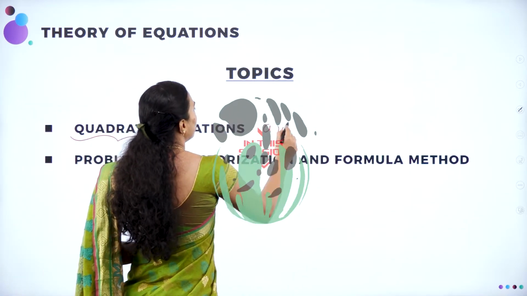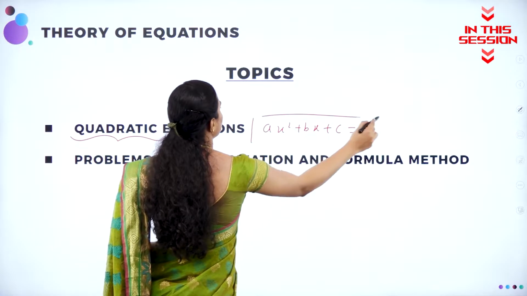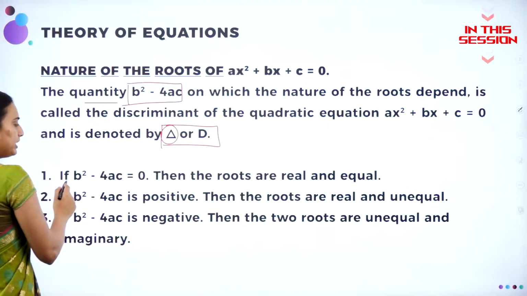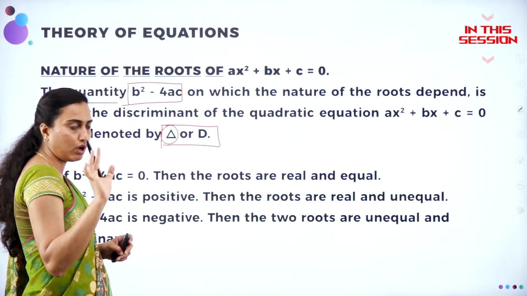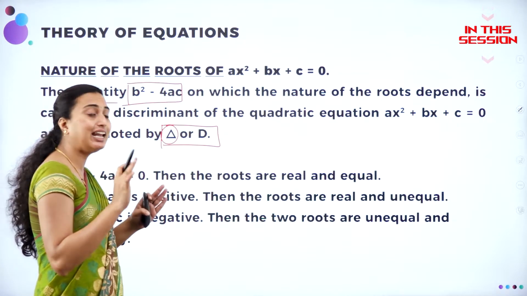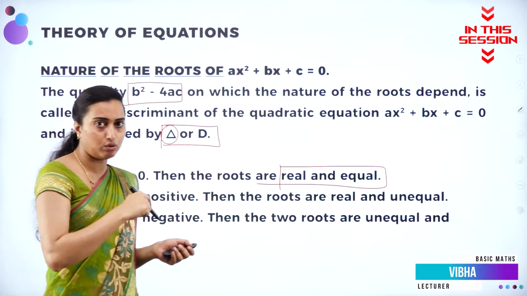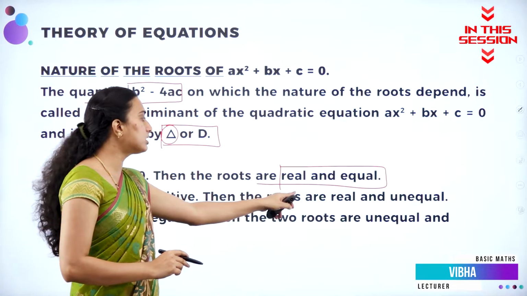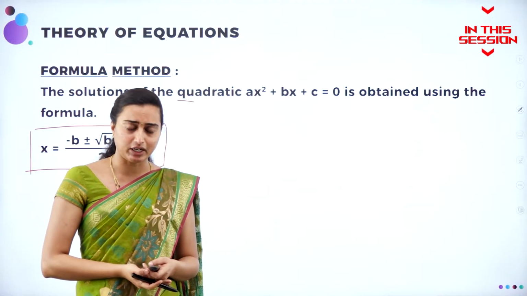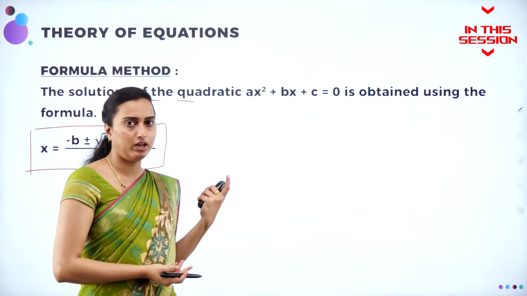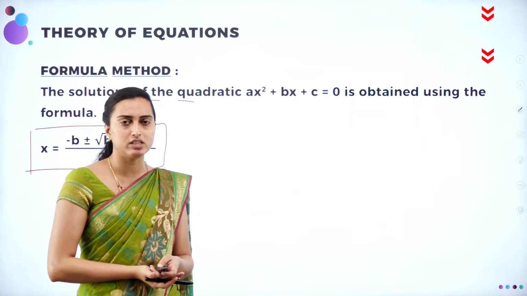ax squared plus bx plus c equal to 0 is going to be known as the quadratic equation. If b squared minus 4ac is exactly equal to 0 after solving, the roots are real and equal. Suppose if b squared minus 4ac is greater than 0, that means positive, then the roots are said to be real and unequal. If you cannot factorize that one, then you are moving on to the formula method. If you can factorize, you can do that easily by equating to 0.